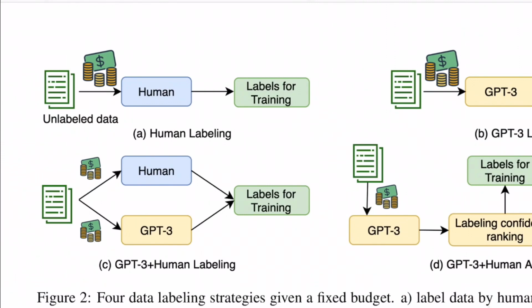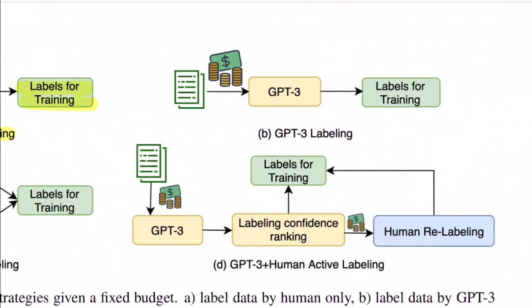So the authors essentially test out 4 variations of the labeling process, the first one being using just humans for the labeling process. So you have some unlabeled data and definitely some dollars in your pocket. You hire a couple of humans or you use a crowdsourcing platform and you get labels for your training data. So this is the first experiment.